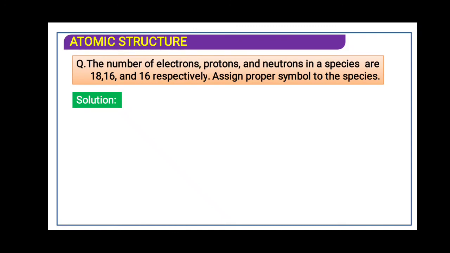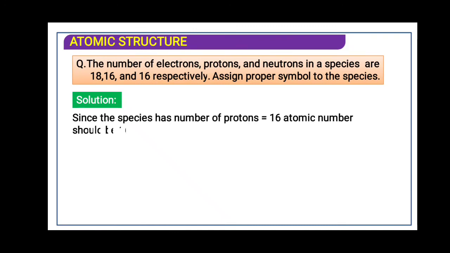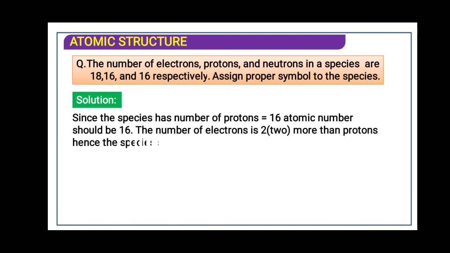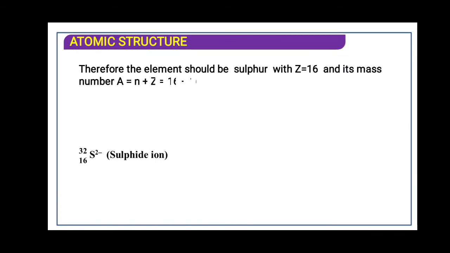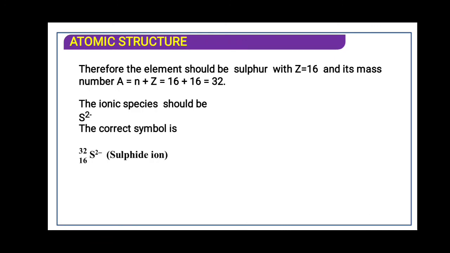Try to understand. The number of protons is 16. That means at 16 which element do you have? Sulfur. Z is equal to 16, so its mass number will be the number of neutrons plus protons, 16 plus 16, 32. The ionic species should be S2 minus. The correct symbol is this.